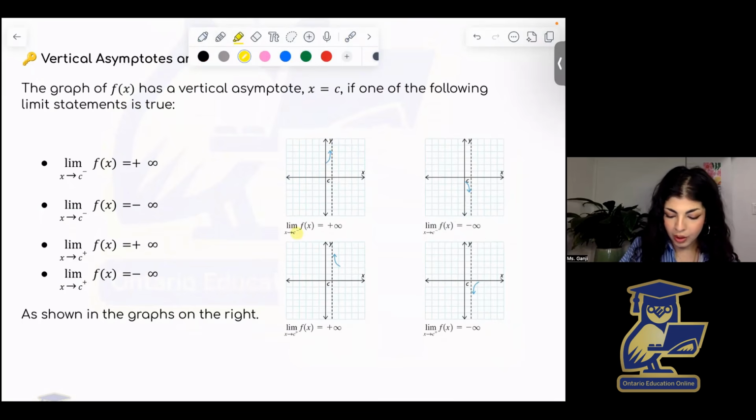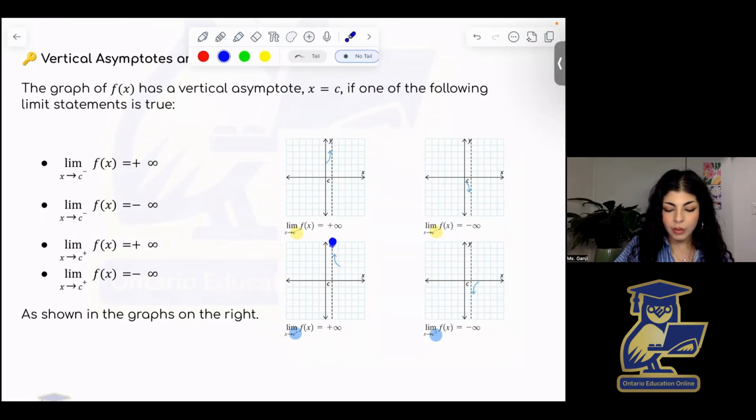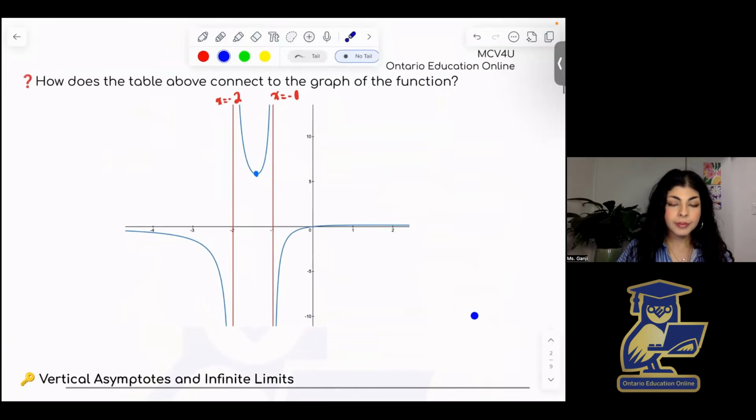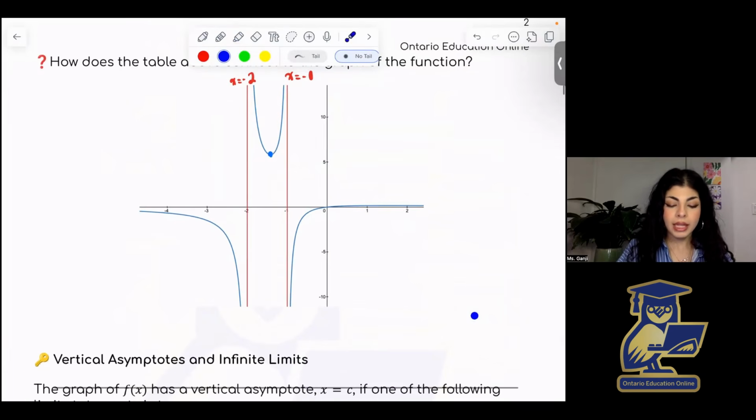So notice these two are left-hand side. And then from the right-hand side, we have the same where we can be going towards positive infinity or negative infinity. And in this example, we saw that the behavior is opposite on both sides of the asymptote. So then the limit would be not defined.